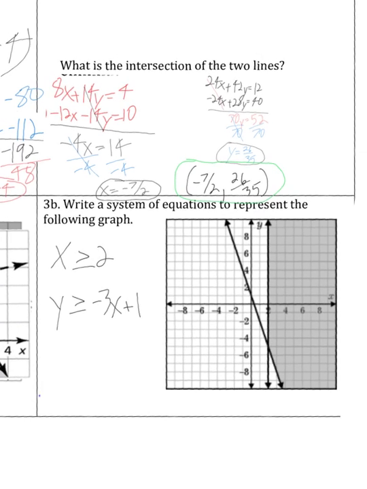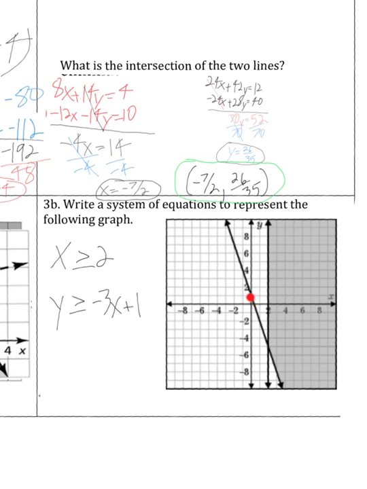And lastly on this page, write a system to represent the following graph. This line going straight up and down goes through the x-axis, so it's going to the right of it. So x is going to be greater than or equal to 2 because it's going to the right and it's a solid line.